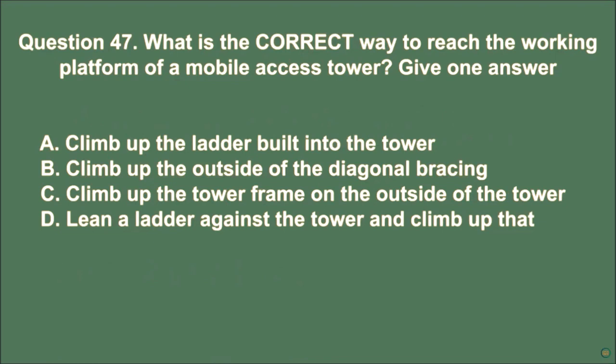Question 47. What is the correct way to reach the working platform of a mobile access tower? Give one answer. A. Climb up the ladder built into the tower. B. Climb up the outside of the diagonal bracing. C. Climb up the tower frame on the outside of the tower. D. Lean a ladder against the tower and climb up that. A is the correct answer.